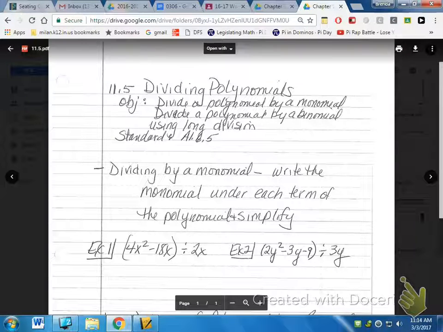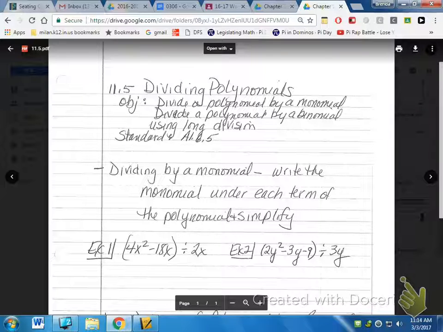Lesson 11.5, Dividing Polynomials. Our objective today is to divide a polynomial by a monomial and also to divide a polynomial by a binomial using long division. The standard is Algebra 1.6.5. So this is going to take you back to division the way you learned it when you first were learning division and not using a calculator because it wouldn't work that way.